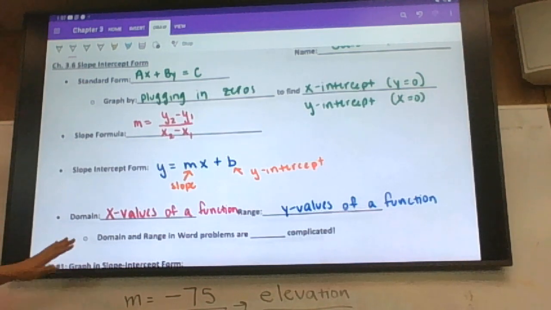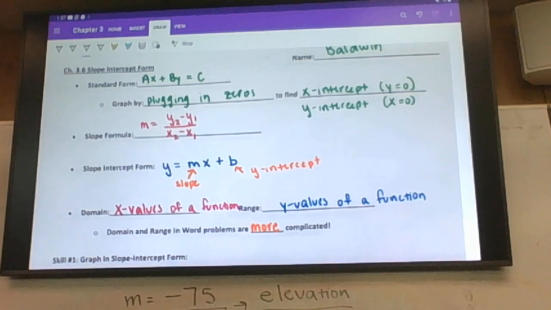On the benchmark review, they ask for domain and range of word problems. So I'm just going to note this now. We're not going to do it today, but just keep note that domain and range of word problems is more complicated. We'll talk about a word problem with domain and range tomorrow.